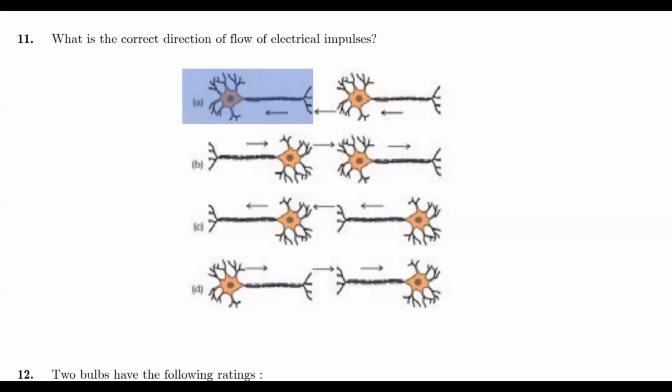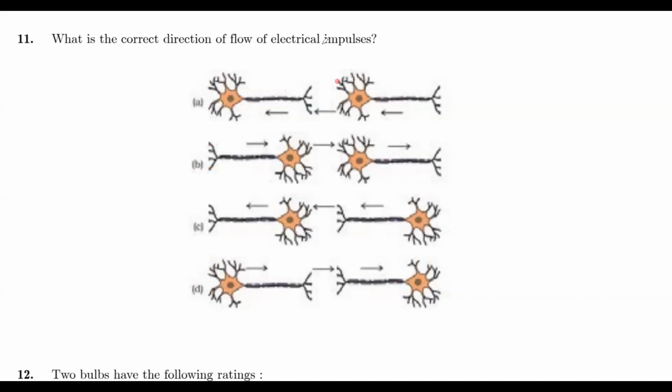Now check for the first one. As you can see here, the information is traveling in this way. That's wrong, right? Information always travels from the dendrite to the cell body to the axon and then to the nerve ending. So clearly this is not correct. Now let's move to the next part. What you can see here again, the information is traveling.